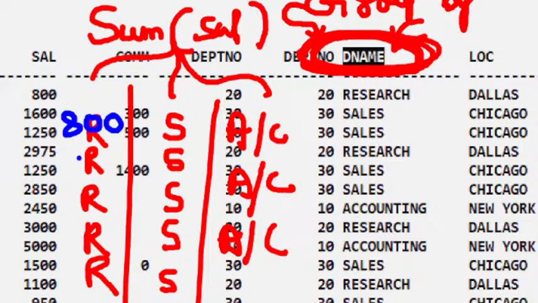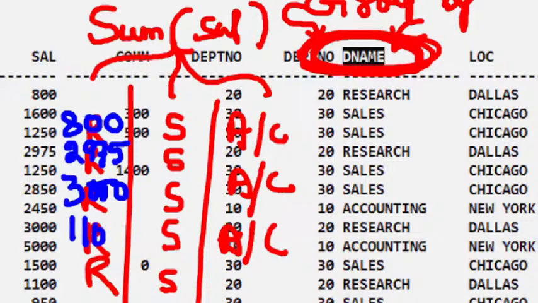Second, 2975. Okay. Third, 3000. The third research person salary is 3000. Fourth, 1100. The fourth research person 1100. Next, 3000. These are the research people's salaries. Okay. Combine now. 3000 plus 3, 6, 7. 7 plus 2, 9. So 9000. And here 9 and 1, 10,000.